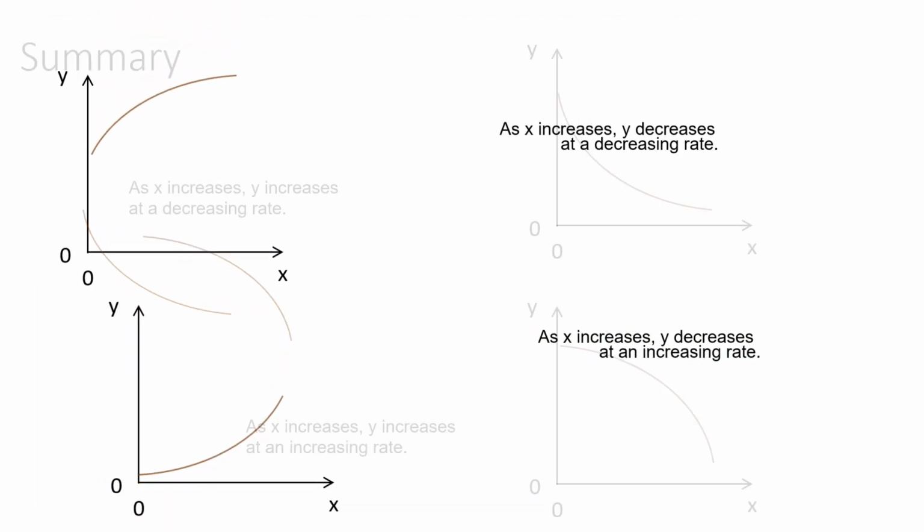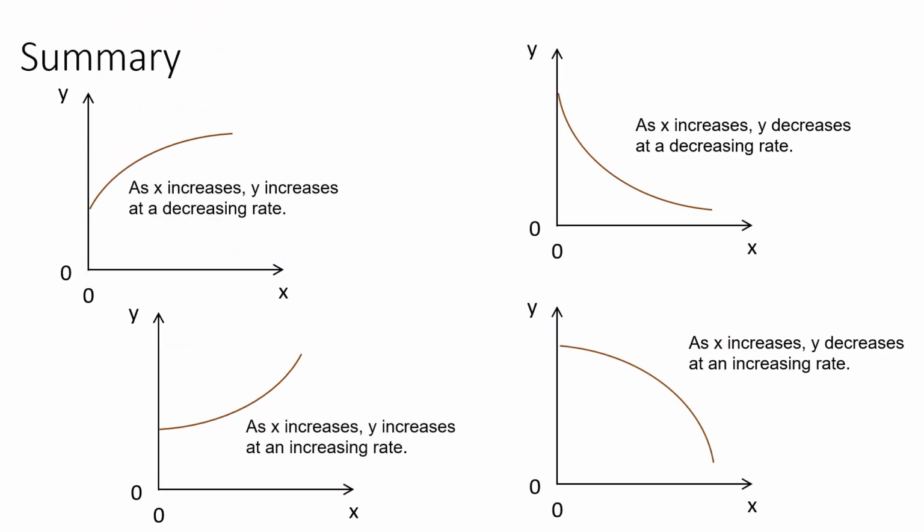To summarize, there are 4 basic types of nonlinear graphs. 1. Top left, as x increases, y increases at a decreasing rate. 2. Bottom left, as x increases, y increases at an increasing rate. 3. Top right, as x increases, y decreases at a decreasing rate. 4. Bottom right, as x increases, y decreases at an increasing rate.